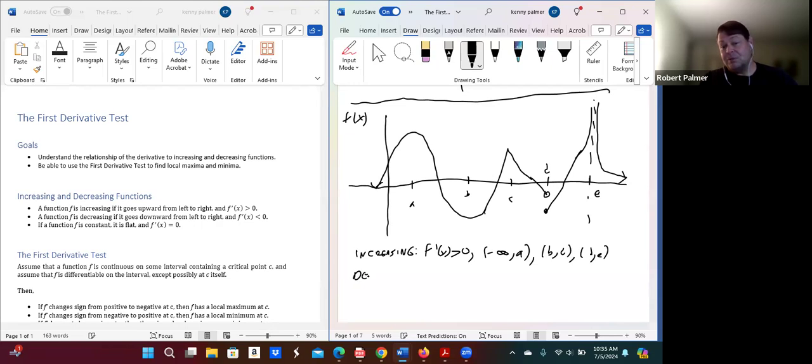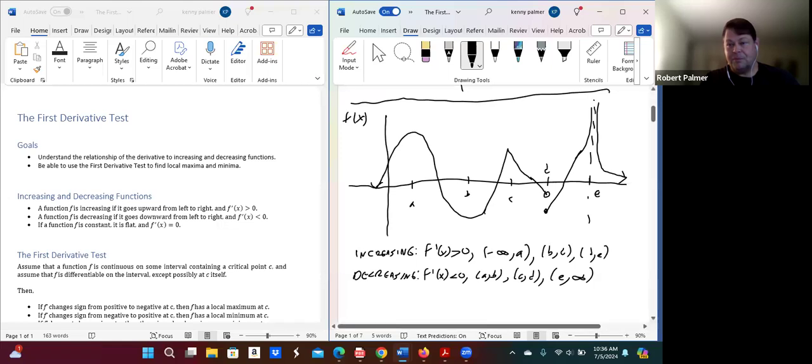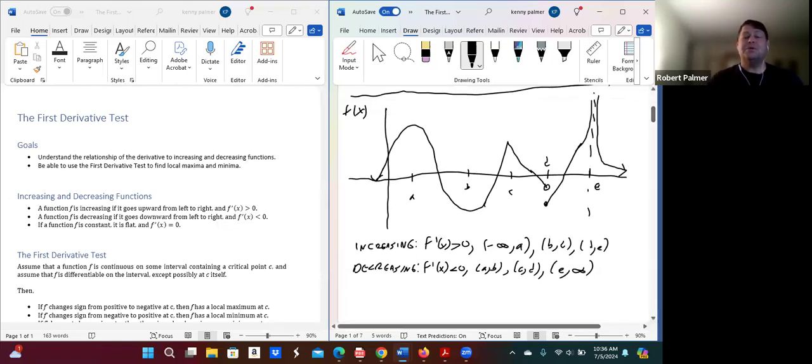Now, where is it decreasing? I think you get the idea. Where is it going downhill? That's where the derivative is negative. It's going downhill from A to B, from C to D, and then, the way it shows, from E to infinity. Now, another thing: where is the derivative 0?